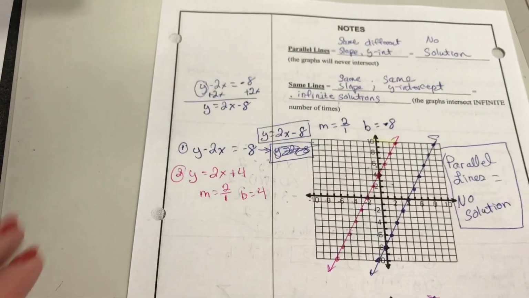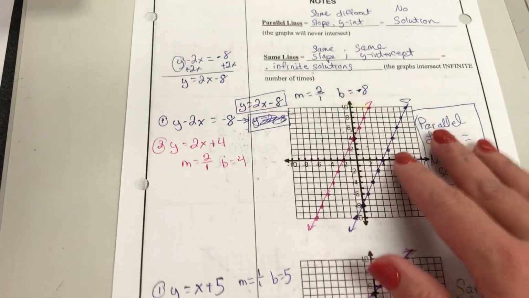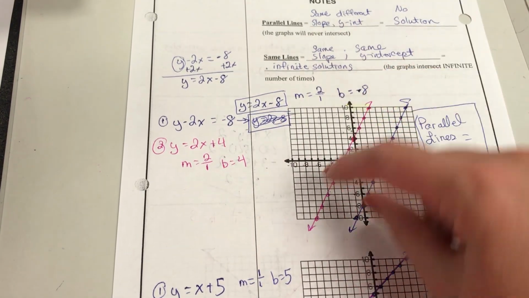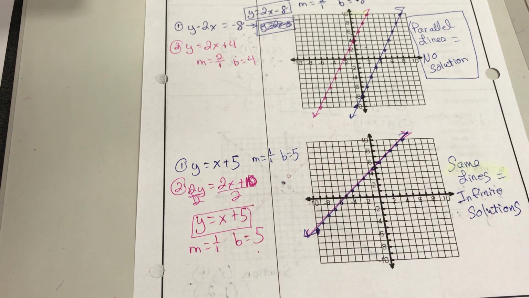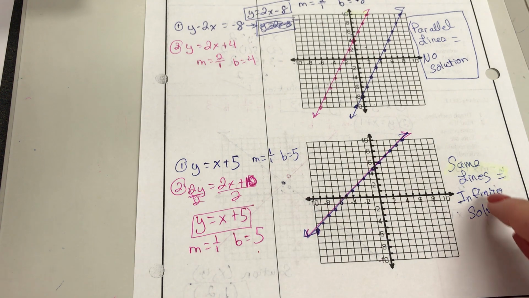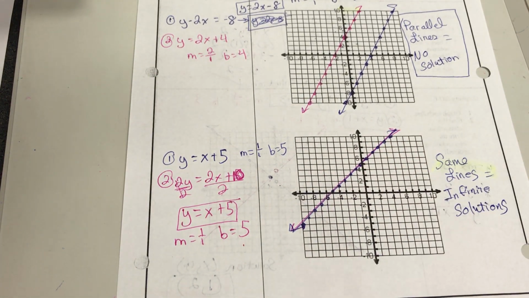When you're dealing with parallel lines and same lines, parallel lines are going to have the same slope and different y-intercepts. No solution because they will not cross. And the same line is the same slope and same y-intercept, which means they have infinite solutions because every ordered pair is a solution. Thank you.